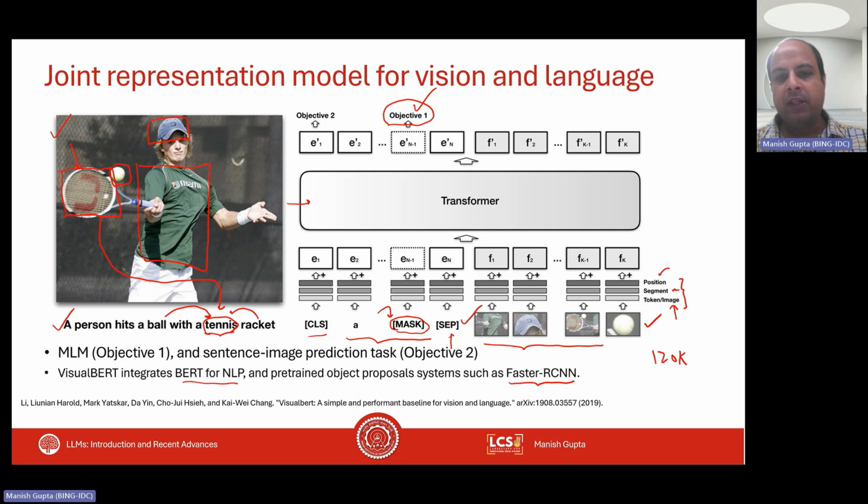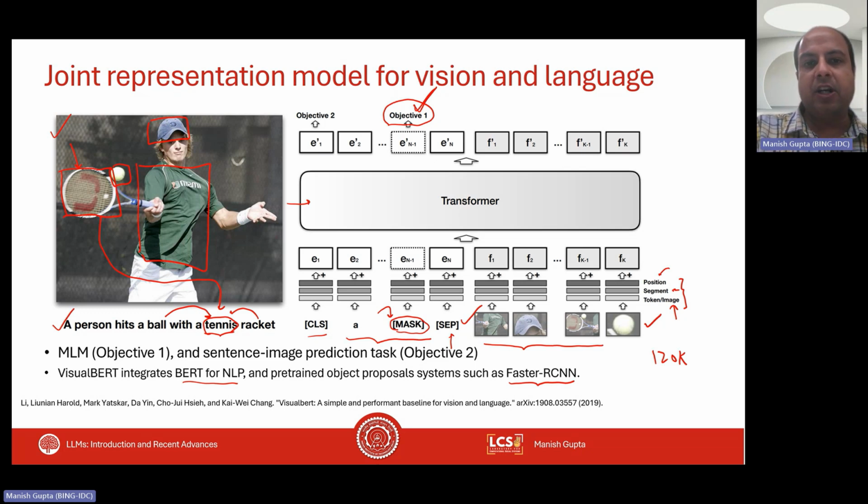Okay, so that's that. And by the way, the masked language modeling objective is going to be computed only on those tokens where the text words or text tokens were masked.